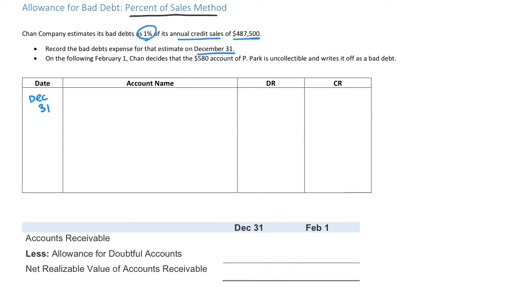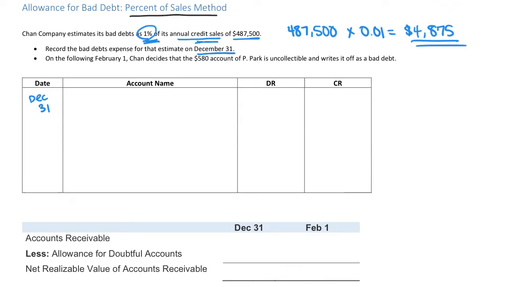What we're going to do is take our credit sales for the year, $487,500, and we will simply multiply it by whatever percent we deem is uncollectible. This is the amount that we probably will never receive. So 1% or 0.01, multiply that together, and we would get $4,875.